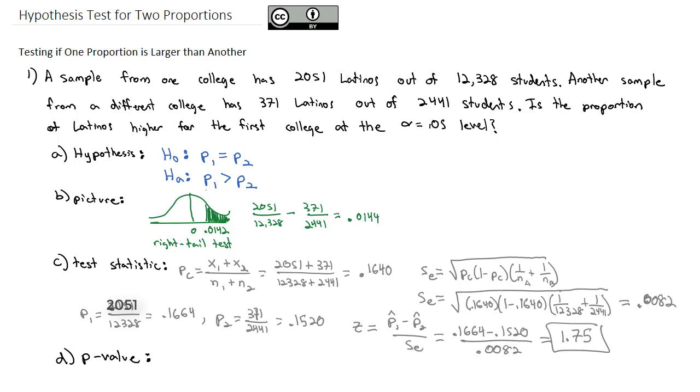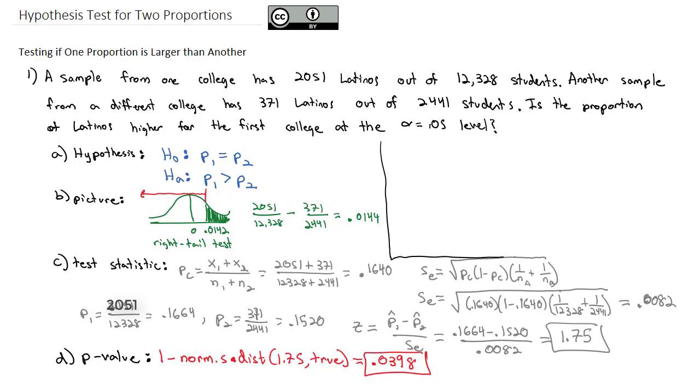Again, I notice on my picture, I'm in the right tail. If I go on Excel, Excel is going to give me the left tail. I don't want the left tail, so we're going to do 1 minus the norm.s.dist. That's going to give me the right tail that we do want with 1.75 comma true. And when I do that on Excel, it should give me 0.0398 for my p-value. And that p-value is going to help us then make our decision.